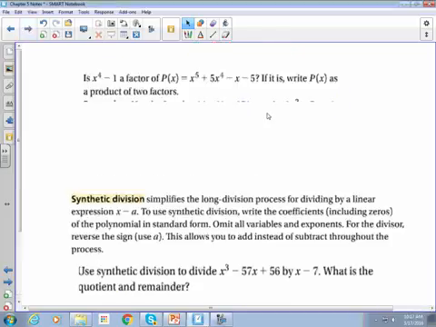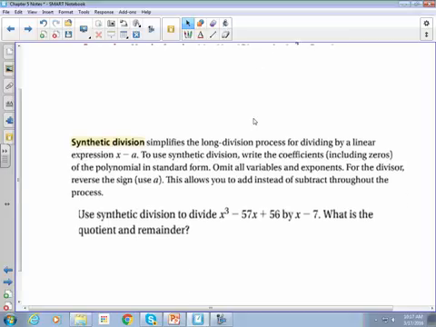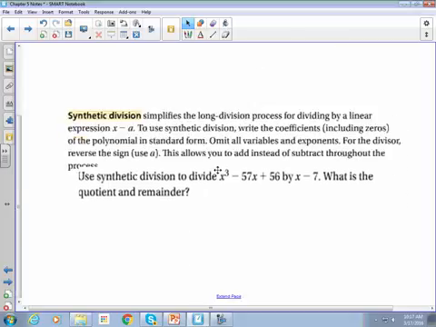All right, so you're going to get questions like, is x to the 4th minus 1 a factor of p of x, which is equal to x to the 5 plus 5x to the 4th minus x minus 5? If it is, write p of x as a product of 2 factors. I'm going to need more room.